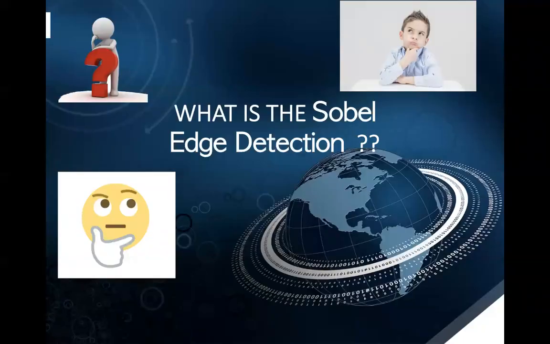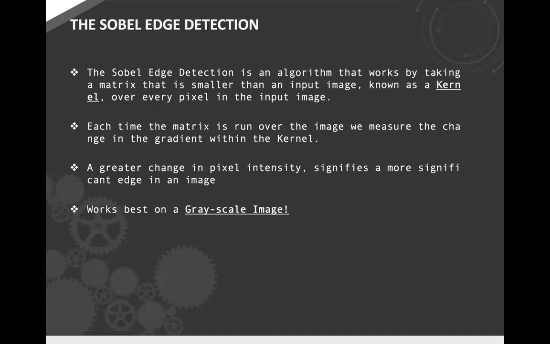So next we are going to ask ourselves, what is Sobel edge detection? Sobel edge detection is an algorithm that works by taking a matrix, known as a kernel, that is smaller than the input image, and running it over every pixel in the input image. Each time the matrix is run over the image, we can measure the change in the gradient within the kernel. A greater change in pixel intensity signifies a more significant edge in the image. And this works best on grayscale images.